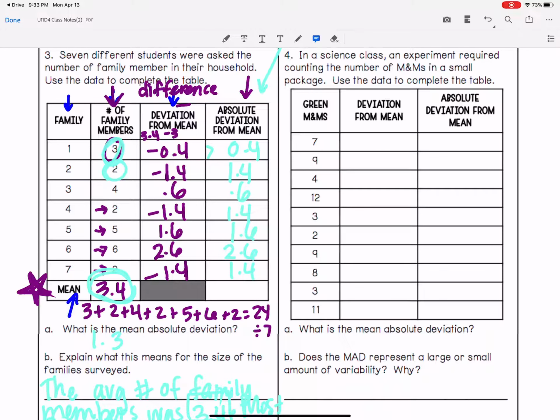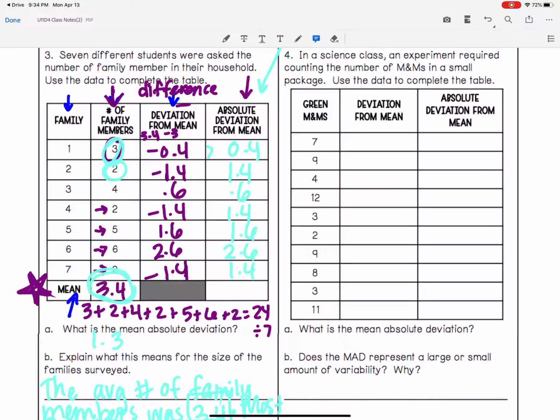First thing, find the deviation from the mean. Okay, we need to figure out what the mean is going to be. So let's add all of these numbers up and then divide by how many there are. Here's what I'm typing in my calculator. 7 plus 9 plus 4, and I'm just going to add all these up, okay? Plus 12 plus 3 plus 2 plus 9 plus 8 plus 3 plus 11. Okay, I just got 68.